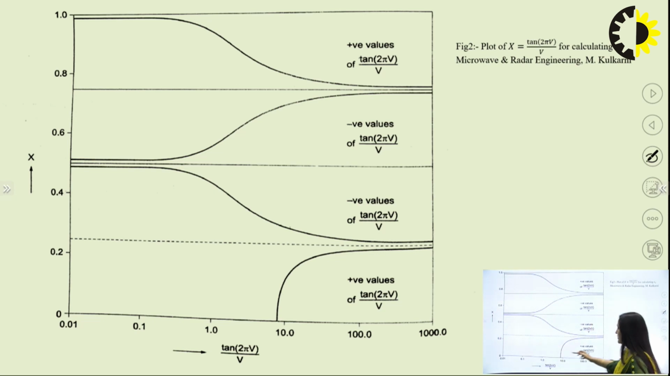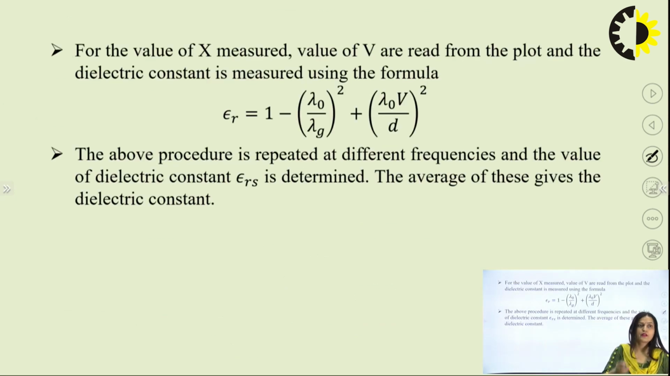So see here, this is the graph given by the researcher, and here is the value of X, and this is basically the relation between X and V, which is tan of 2 pi V upon V. If we know the value of X from our experimental setup, because from the experimental setup we are getting the value of delta S, and by using delta S we can calculate X, then from this graph, according to the value of X, we can find the value of V, right? So from these two values, how can we calculate the dielectric constant? The measured value of X and the value of V read from the plot, and the dielectric constant is measured using this formula.